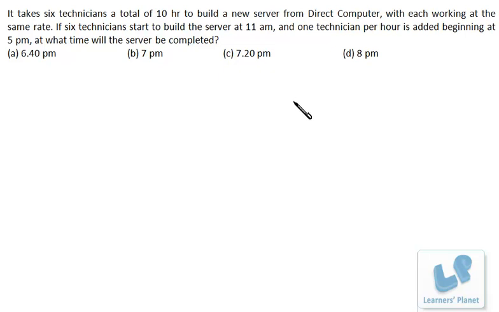Now friends, it's a simple problem based on the time and work concept. We do not make the problem complicated, just calculate the man hours. Now 6 technicians are taking a total of 10 hours, that means it is 60 man hour work. They are starting at 11 a.m., so from 11 to 5 p.m., that means for 6 hours 6 persons are working. So 36 man hour work is completed till 5 p.m.